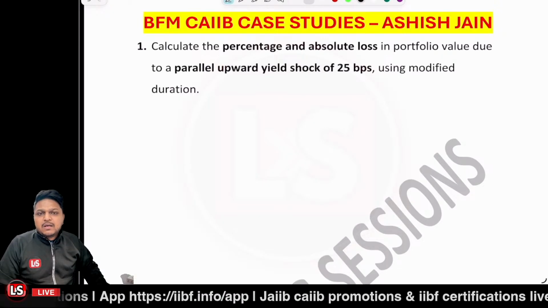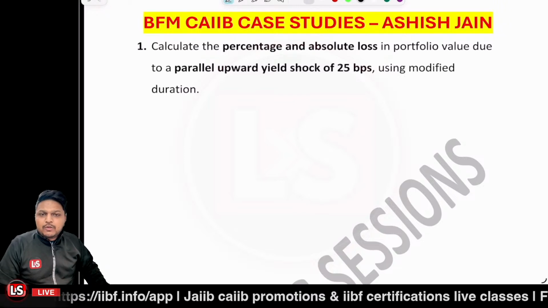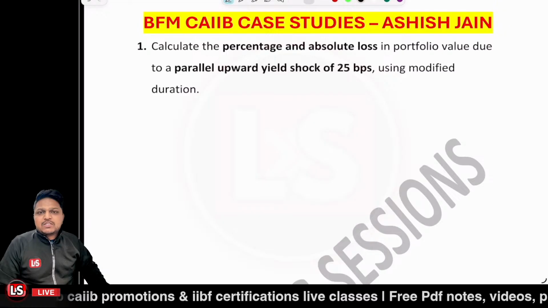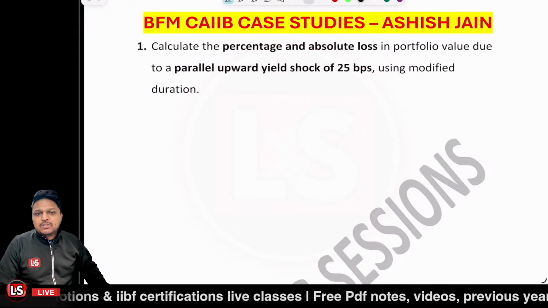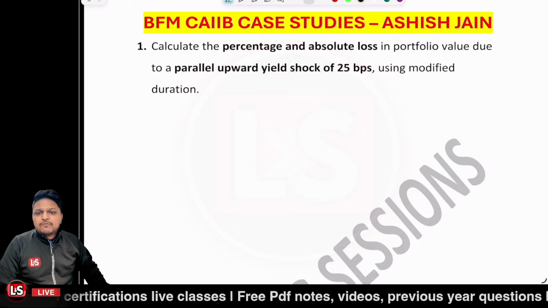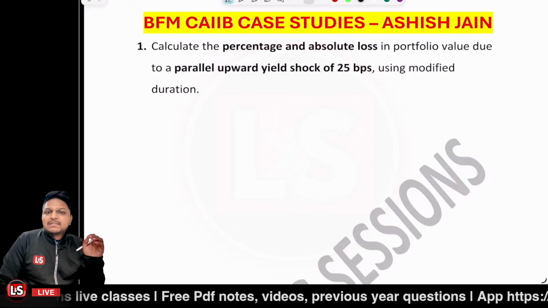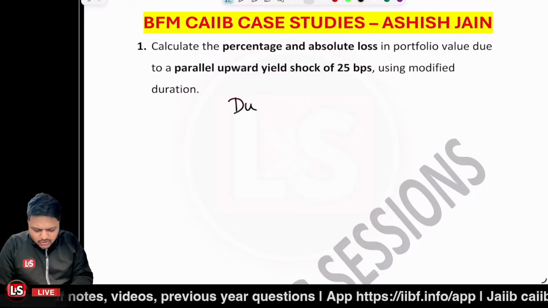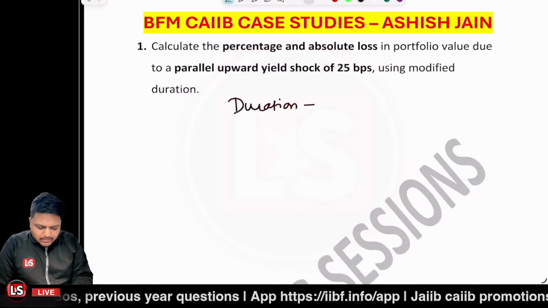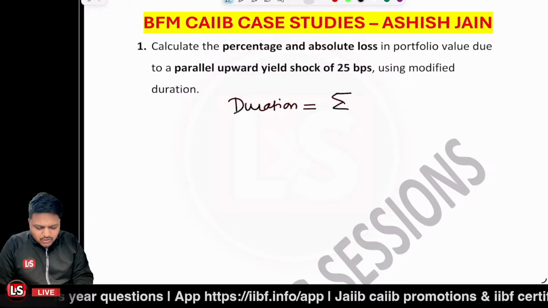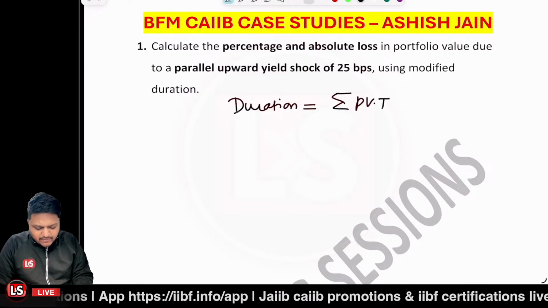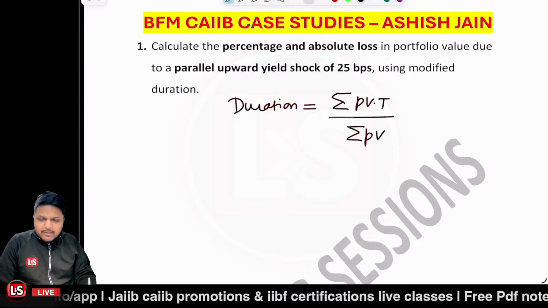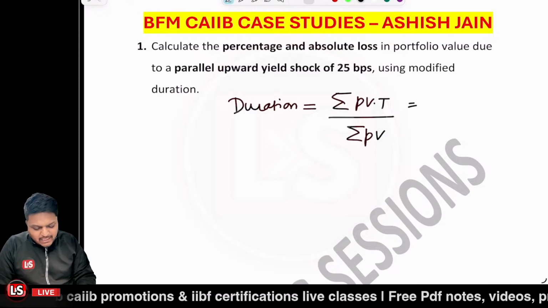We have to calculate the percentage and absolute loss in the portfolio value due to the parallel upward yield shock of 25 basis points using the modified duration. So the first step is that we have to calculate the percentage price change. I told you a very clear formula related to it. In the case of duration, the formula was equal to summation of PV times T, that's the time weighted value of the present value, divided by the present value of the bond.